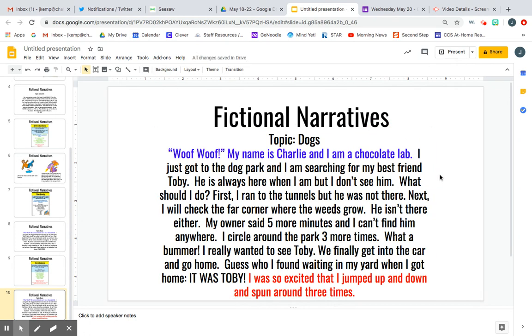So I'm going to read my whole story one last time. Here's my introduction. Woof woof, my name is Charlie and I am a chocolate lab. Here's the body. I just got to the dog park and I'm searching for my best friend Toby. He is always here when I am, but I don't see him. What should I do? First I ran to the tunnels, but he was not there. Next I would check the far corner where the weeds grow. He isn't there either. My owner said 5 more minutes and I can't find him anywhere.